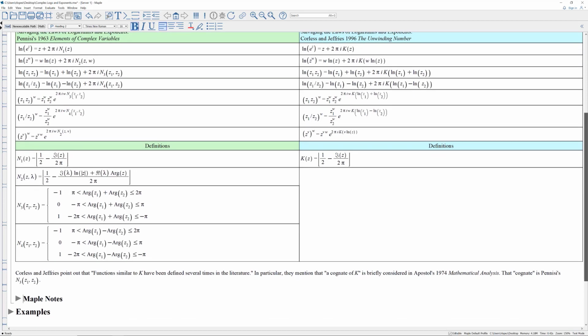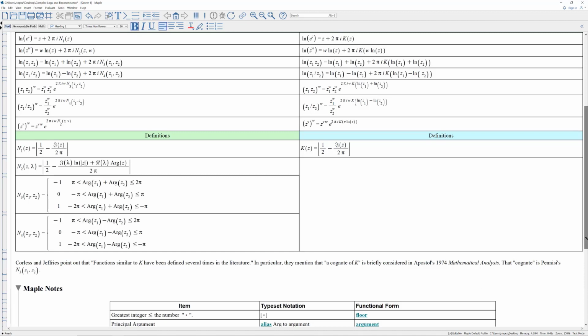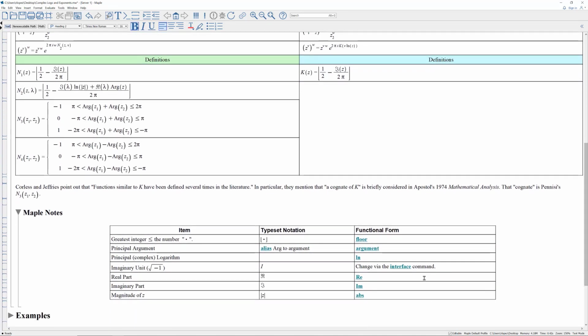Now, since we want to make use of Maple to explore some of these laws, here are the Maple equivalents of some of this 2D math notation. The greatest integer function is floor if you're typing a command. Now, the argument in Maple is spelled out argument, and typically in a book you will see arg. So I aliased arg to argument. Then principal logarithm ln.